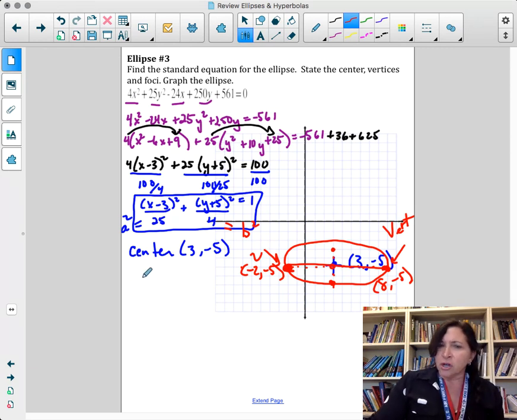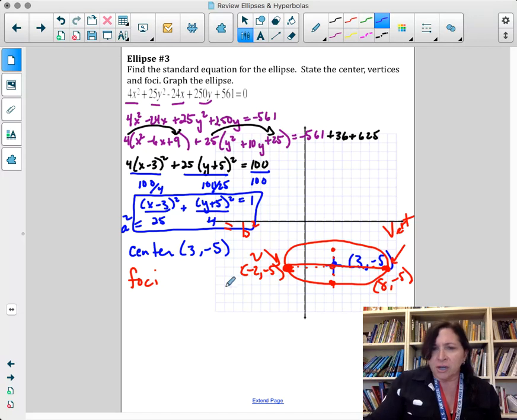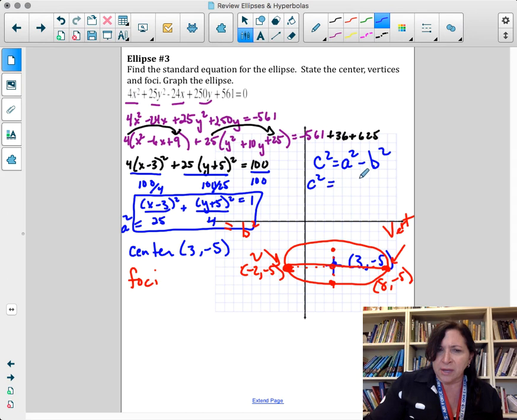Additionally, you're going to need to know what your focal points are. So where are your foci? So what you're going to do is you're going to use your formula, which is c squared is equal to a squared minus b squared. We have a and b, so we're going to go c squared equals 25 minus 4. So c is equal to the square root of 21.